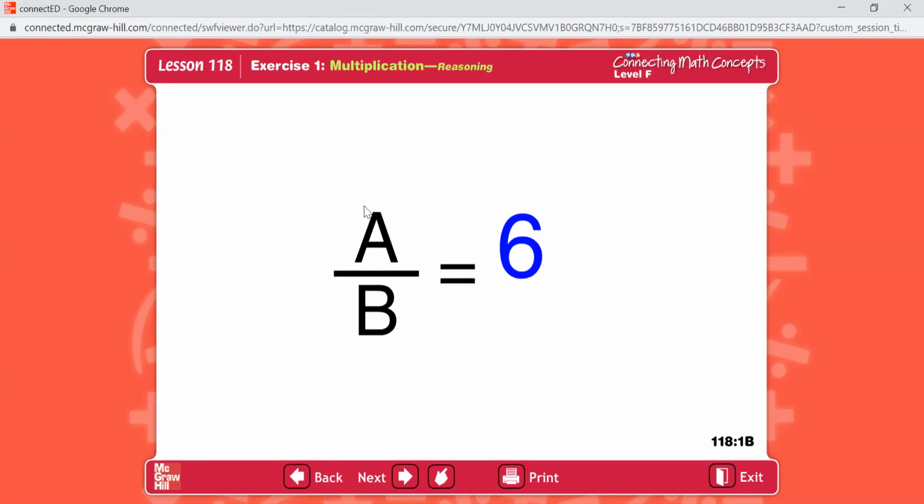If A over B equals 6, what's a possible pair of numbers for a fraction that equals 6? Some examples could be 6 over 1, 12 over 2, 18 over 3. Because remember, that means divide. 6 divided by 1 is 6, 12 divided by 2 is 6, and 18 divided by 3 is 6.